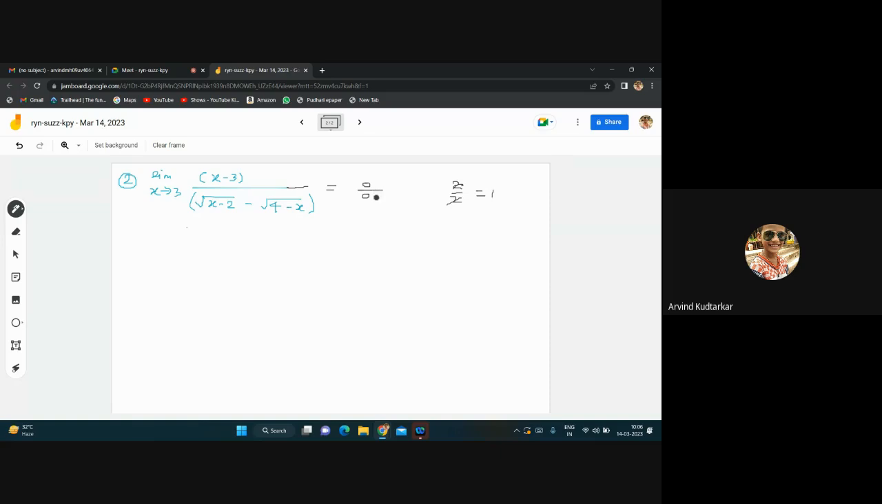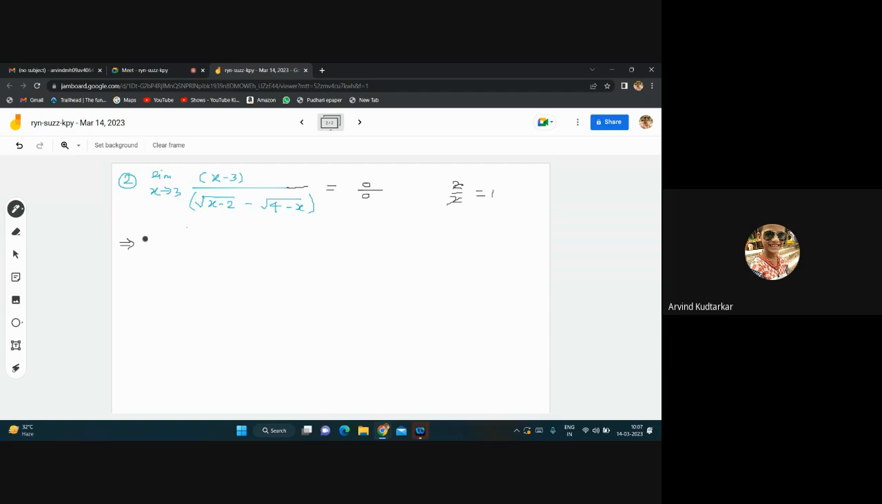But it is not possible to cancel the term of 0 from numerator and denominator. So when the limit is in the form 0 by 0, apply L'Hospital's rule. Don't go by rationalization, because if you use rationalization, the process will be lengthy. Instead, we can simply get the solution by applying L'Hospital's rule.